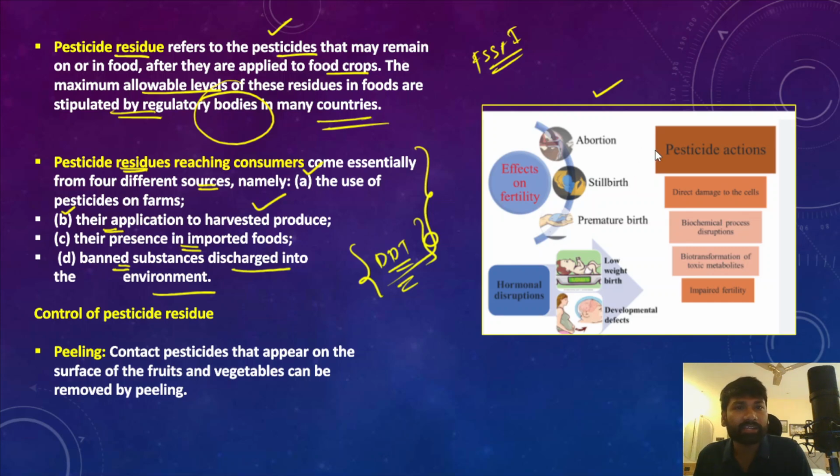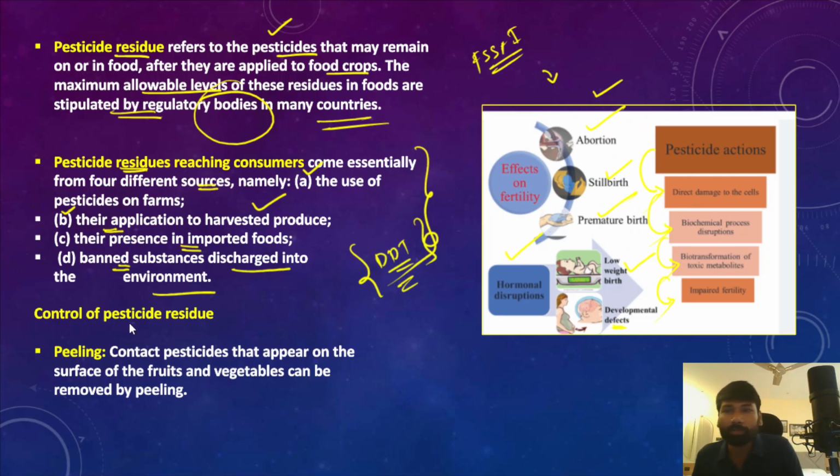In fact, the pesticide residue can directly damage the cells, biomolecular disruptions also take place, and biotransformation of toxic metabolites also takes place, and it also results in impaired fertility of human beings. It not just impacts human beings, but it also impacts the environment, ecosystem, and the biodiversity of an area where pesticides are increasingly used. It is also associated with other health risks such as abortion, stillbirth and premature birth. There are certain hormonal disruptions which take place because of higher pesticide residue in food or human beings being exposed to pesticide residue. They include low birth weight of the child, and developmental defects among the child. All these factors can be commonly associated with higher residues.